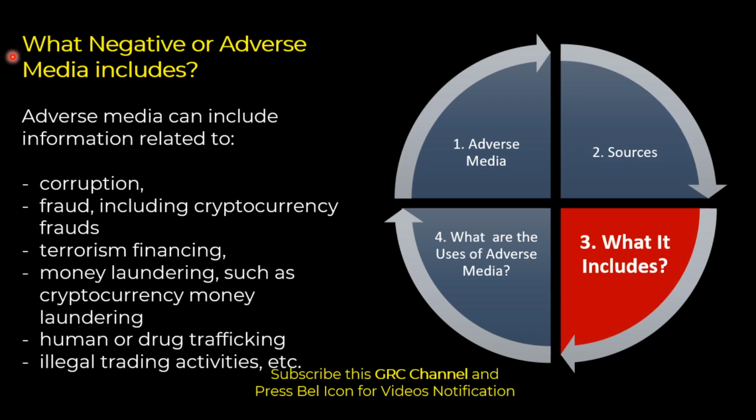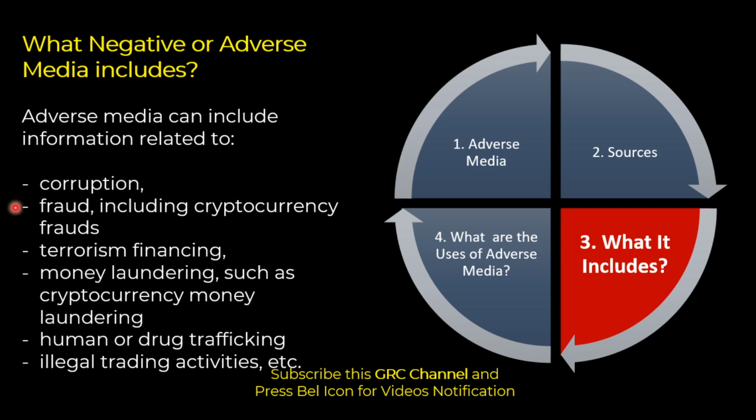Now let's move on to what negative or adverse media basically includes. It includes information related to corruption or fraud committed by an individual or group of individuals, fraud committed by any institution or business or entity.